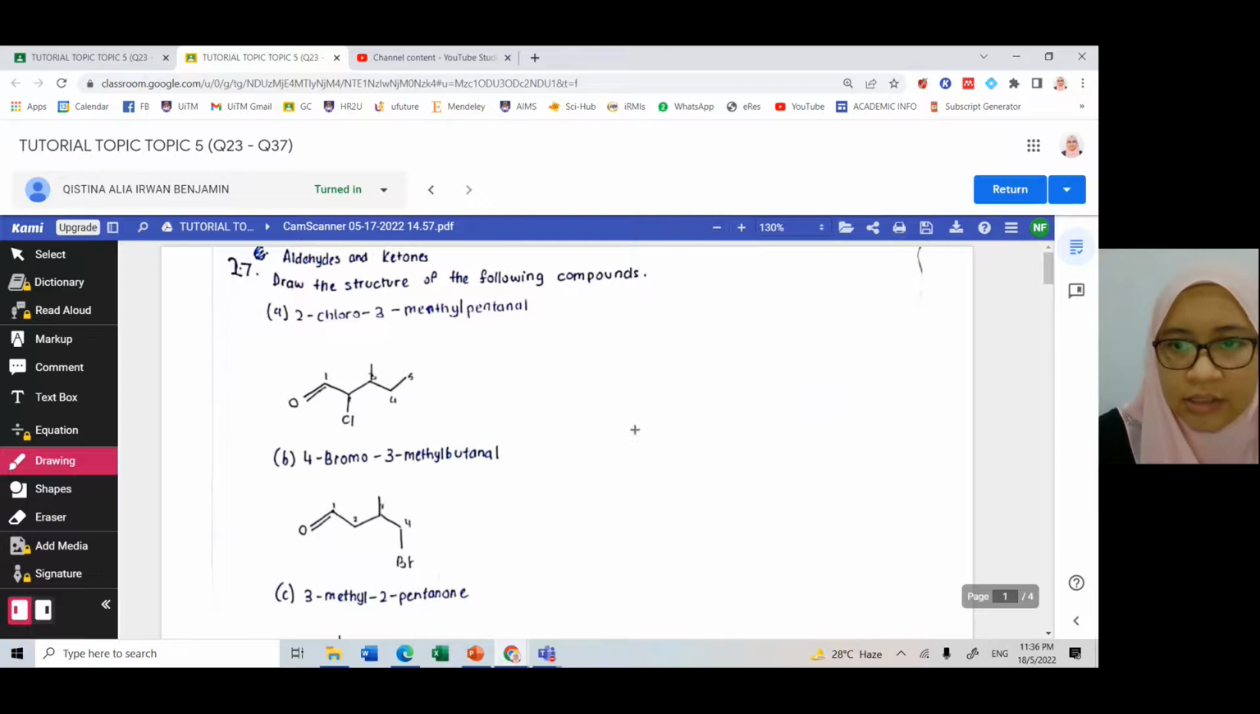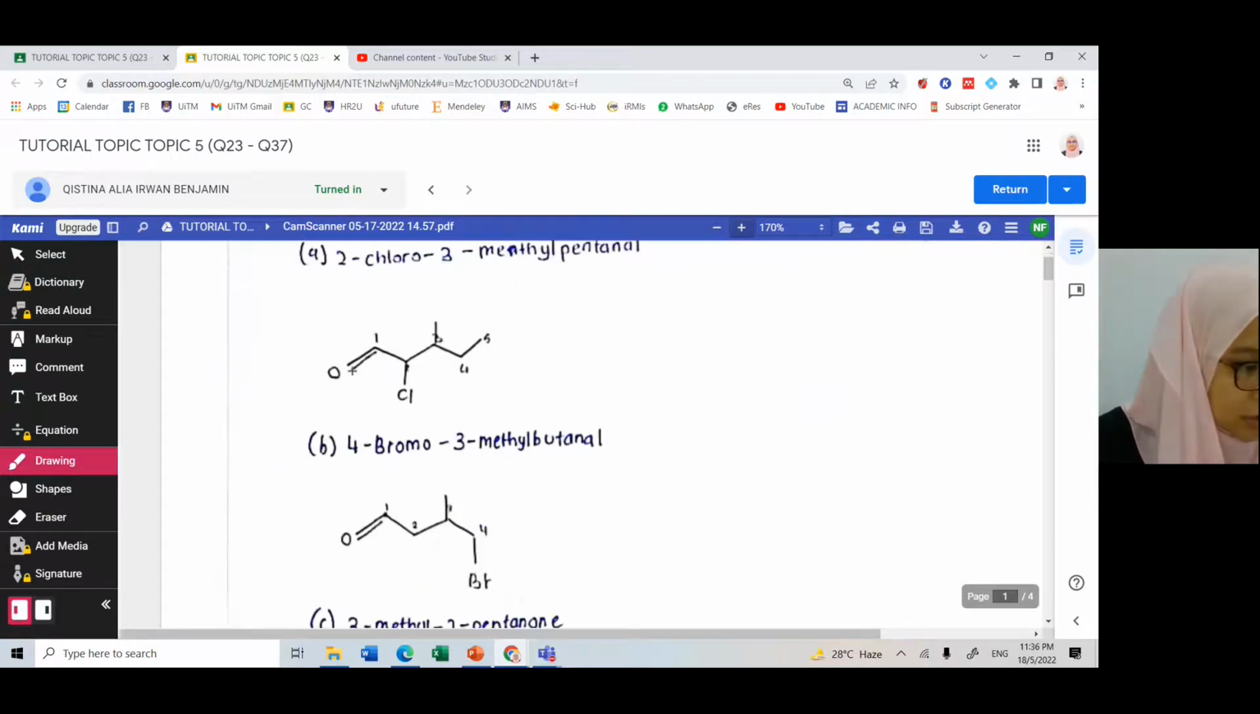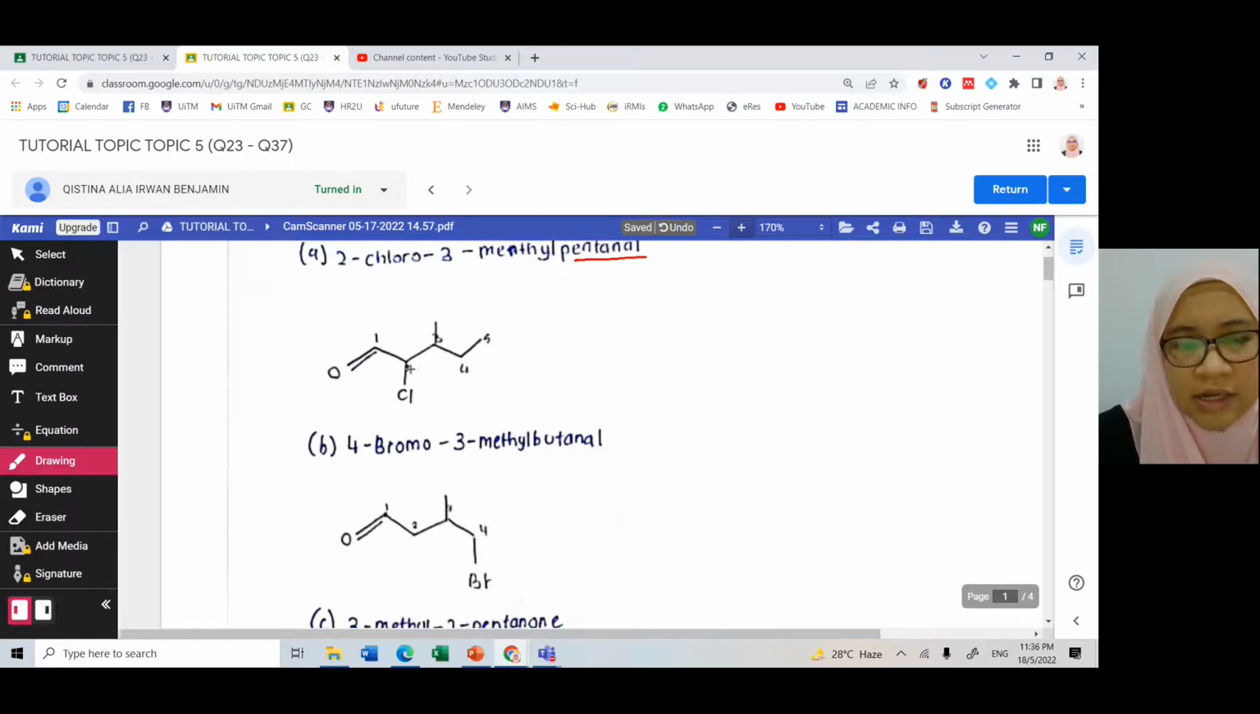So let's check the structure for this molecule. We have pentanal. That means we should have 5 carbons, and it is an aldehyde. That means the carbonyl should be placed at the terminal. So it should be the terminal carbon. This would be number 1, 2, 3, 4, 5, and at carbon number 3 we have a methyl group, and at carbon number 2 we have chloro. So this is correct.